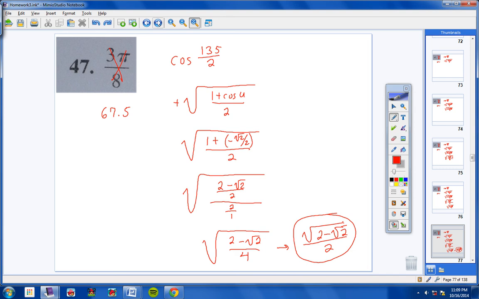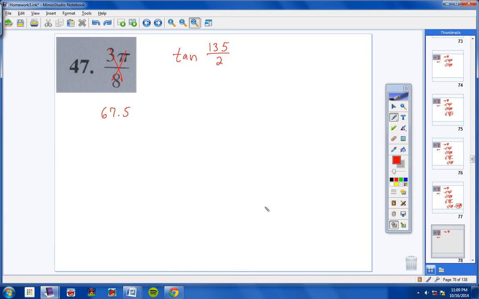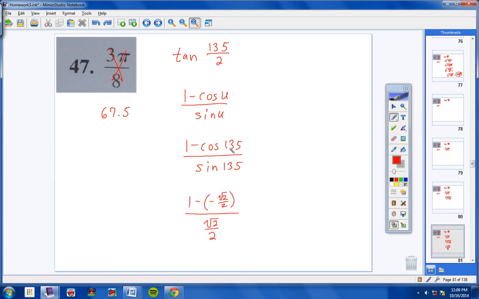Alright, tangent of 135 over 2. Tangent of 135 over 2, we're going to use our substitution here. And this is our trig identity. And now cosine of u would be cosine of 135 and sine of 135. If we do our work and find those, we will see cosine of 135 is negative square root of 2 over 2. The sine of 135 is positive square root of 2 over 2. Okay? Now we know how to make this 2 over 2. And we have minus minus, which is plus, so we're going to get 2 plus square root of 2 over 2 all over square root of 2 over 2.